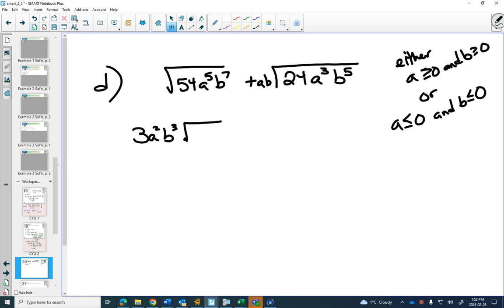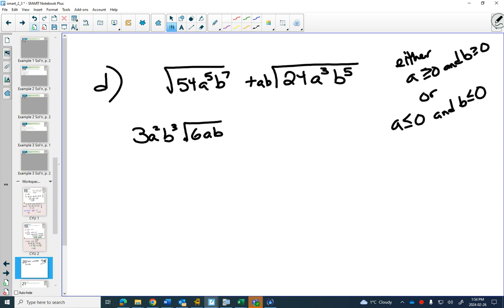What am I left with? I'm left with the 6. I'm left with 1 a and 1 b. I like to do it all at once with mental math. It shows a little bit less work. But you can double check.